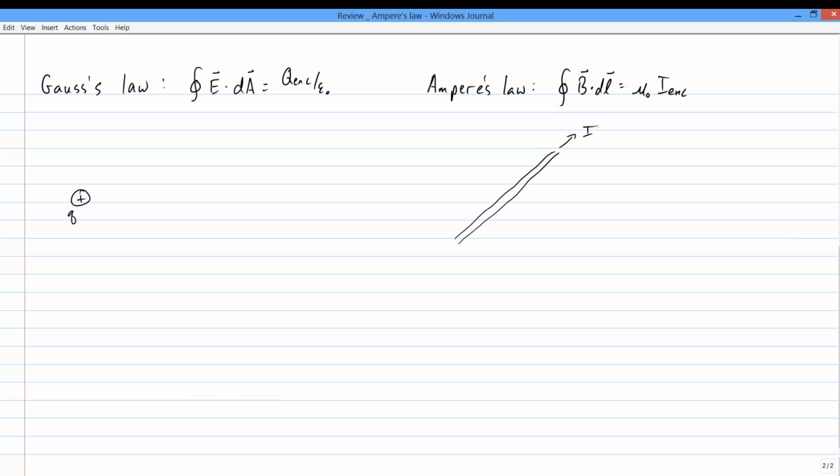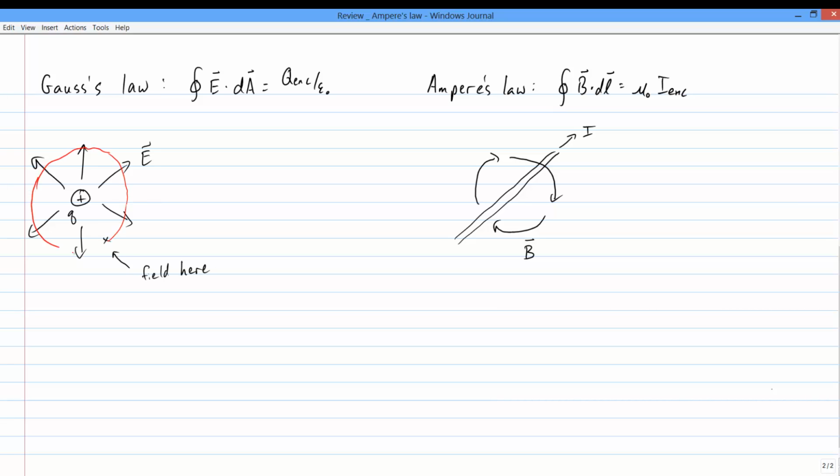Take a point charge for Gauss's law and a long straight wire for Ampere's law. We know that point charges are spherically symmetric and make field lines that point radially outward. Similarly, straight wires are cylindrically symmetric, and we know they make field lines that point in concentric circles. To find the E field at some point, we draw a Gaussian surface that includes that point, and we center it on the point charge. To find the B field at some point, we draw an Amperian loop that includes that point, and make the loop coaxial with the wire.